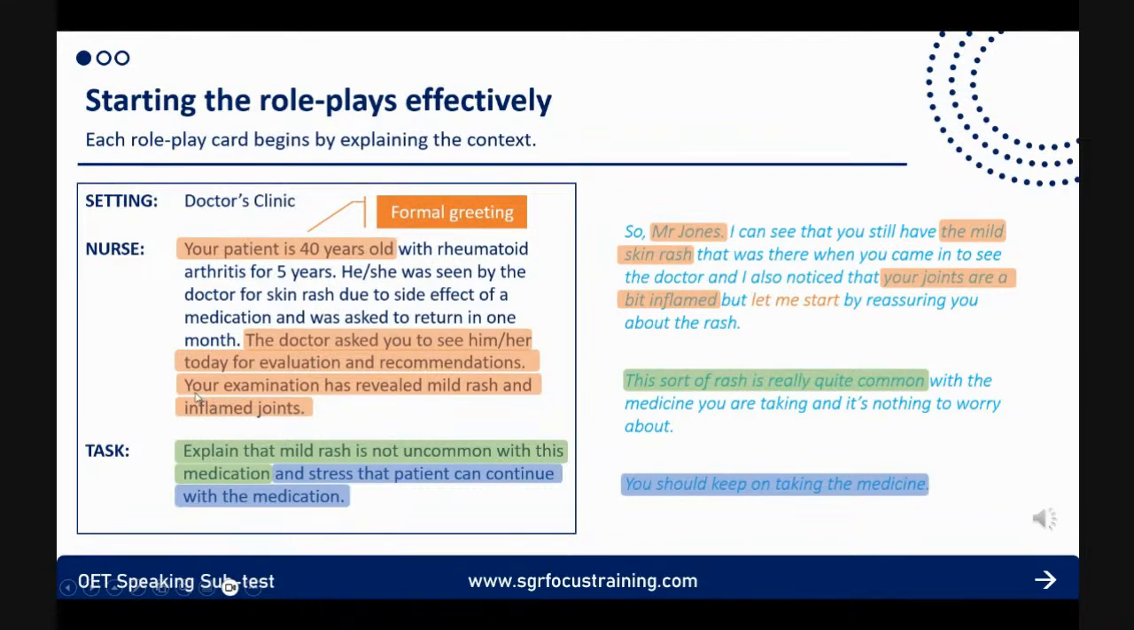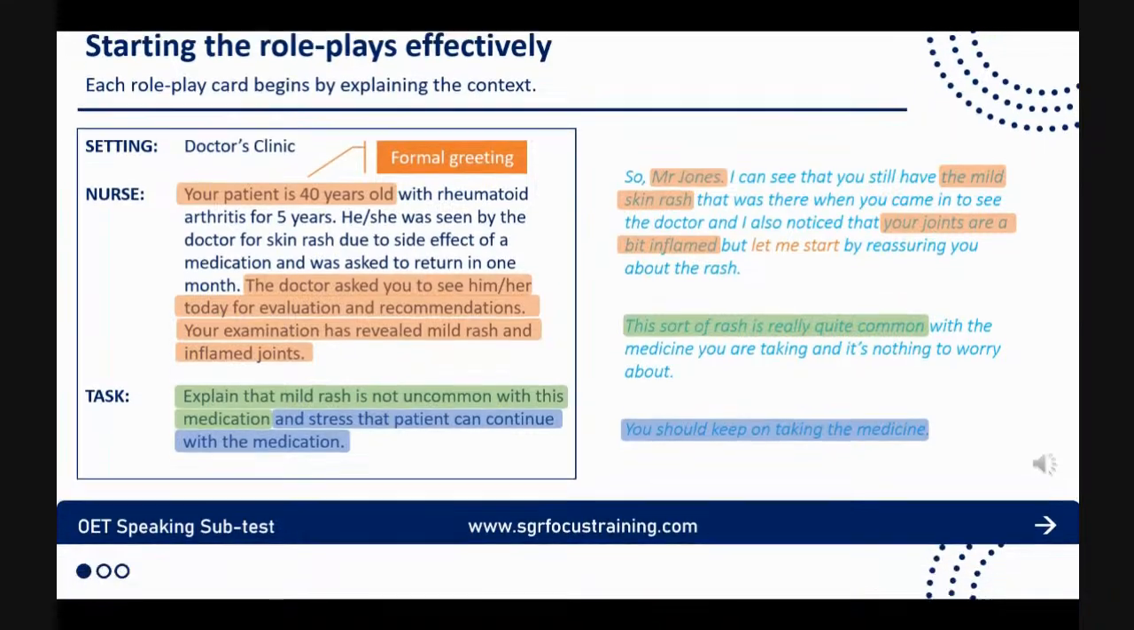Okay, how do you know you're starting in the middle? It says you have already examined the patient. You've already seen that they have a mild rash. You've already seen that they have inflamed joints. And precisely what you said in here, I can see that you still have the mild rash, and I also notice that your joints are a bit inflamed. This is a role play card that started in the middle. Okay, so let's have a look at another one before we go.